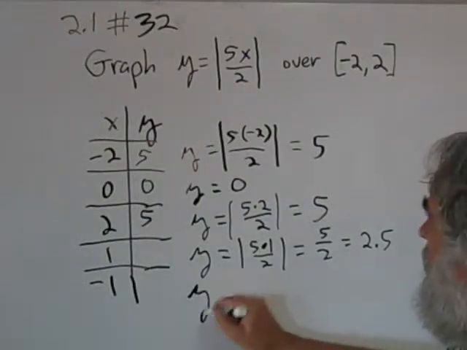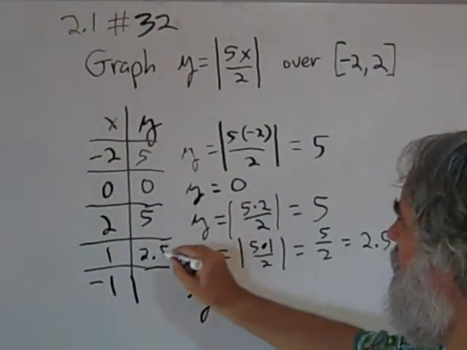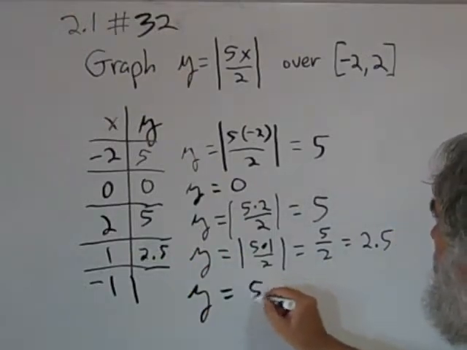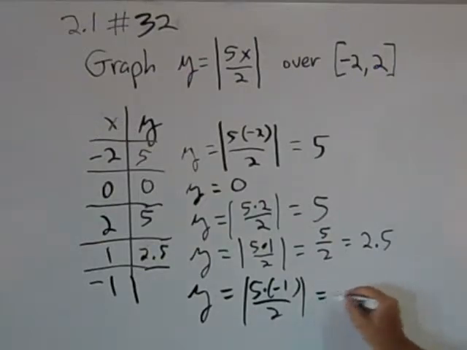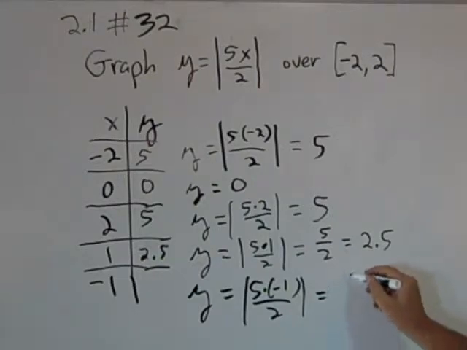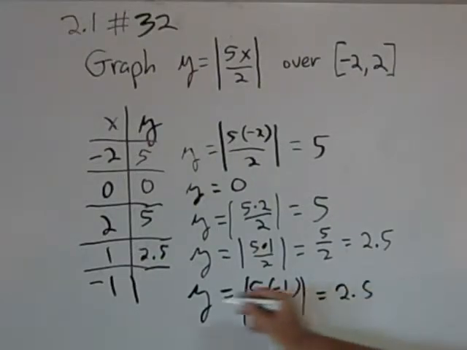And at -1, y is equal to 5 times -1 divided by 2 in absolute value. It's just as before, because the negative gets wiped out by the absolute value, so this is also 5 halves, which is 2.5. So now we have a few values to graph.